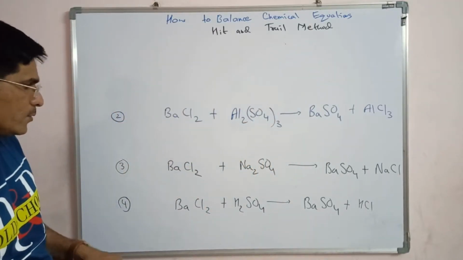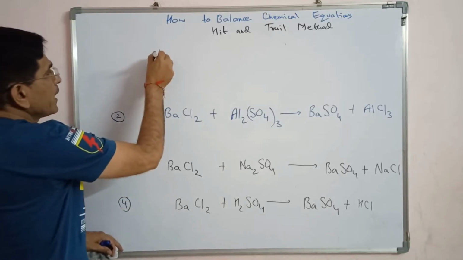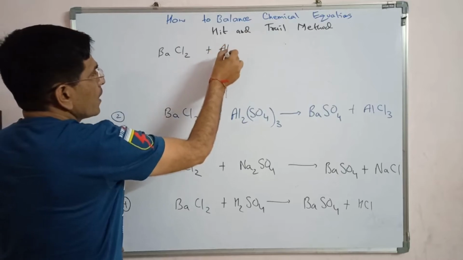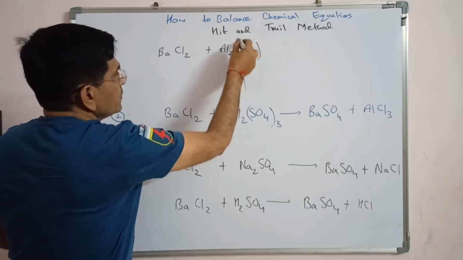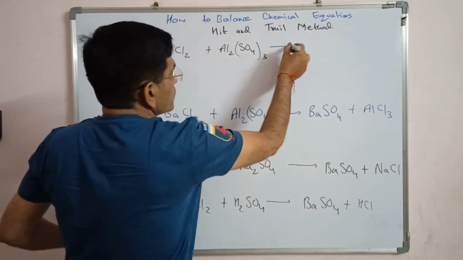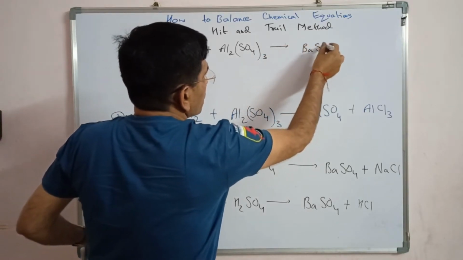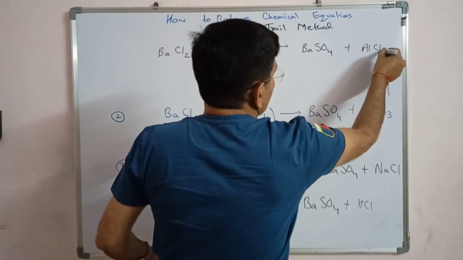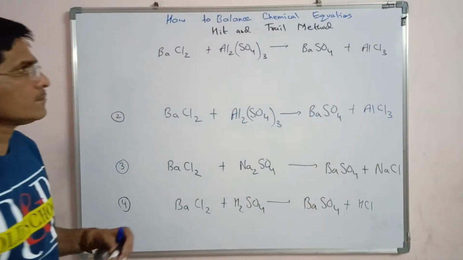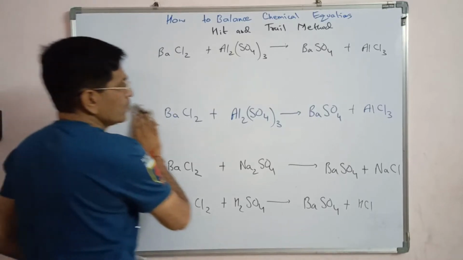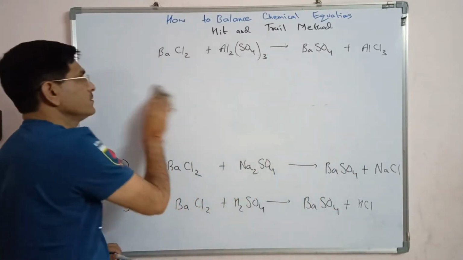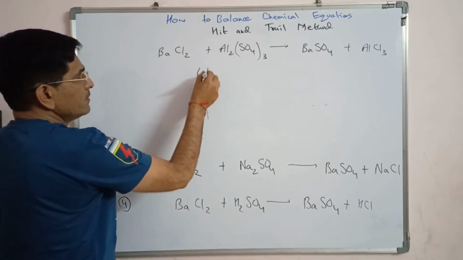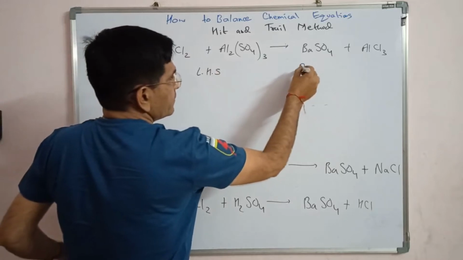First of all, I have to write barium chloride reacts with aluminum sulfate, gives barium sulfate plus aluminum chloride. So now this is an important text-based lesson. First of all, left hand side and right hand side.